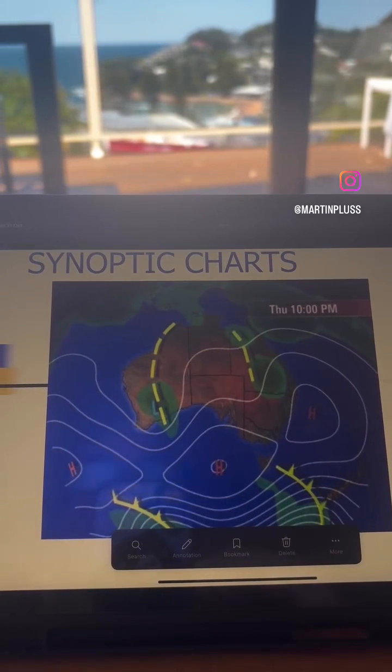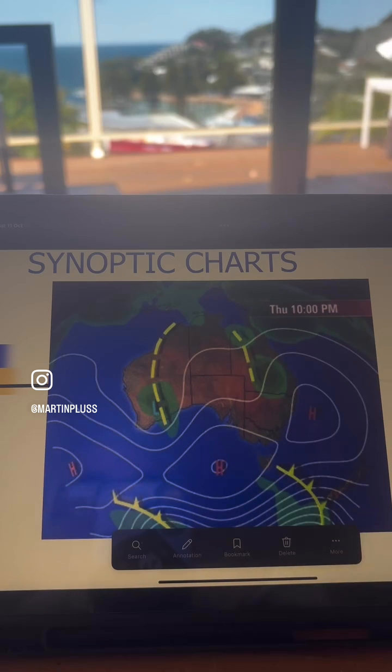Let's do synoptic charts or weather maps for the next 60 seconds. You can hear the door slamming behind me, the breeze coming in, the towel on the table over there blowing, and it's a sunny day. What would the synoptic chart or weather map look like?